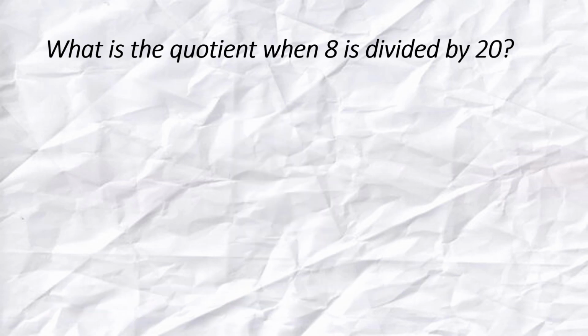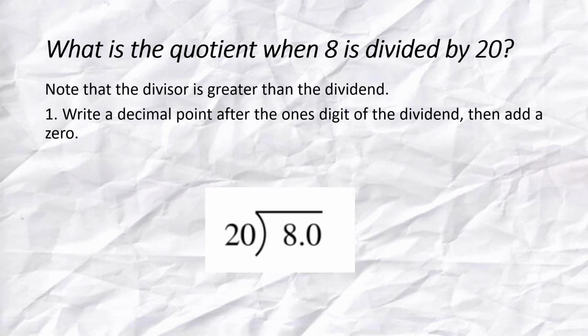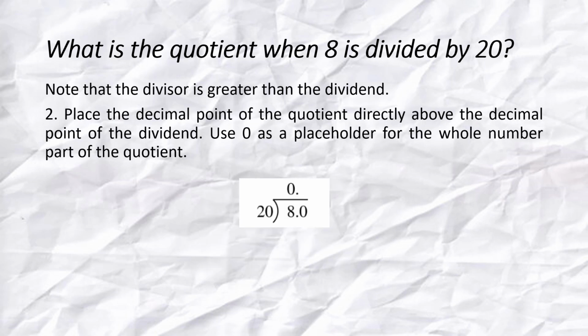Next, what is the quotient when 8 is divided by 20? Take note that the divisor, which is the number 20, is greater than your dividend, which is the number 8. So in order for us to answer this, the first step is to write a decimal point after the ones digit. So this is your ones digit in your dividend, and then add a 0. So from 8, it will become 8.0. Next, place the decimal point of your quotient, the top part, directly above the decimal point of your dividend.